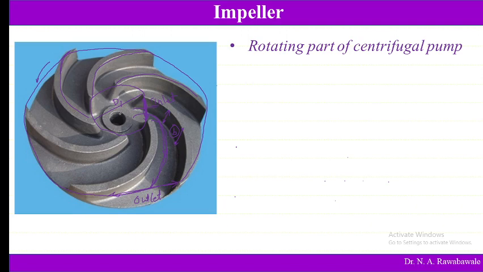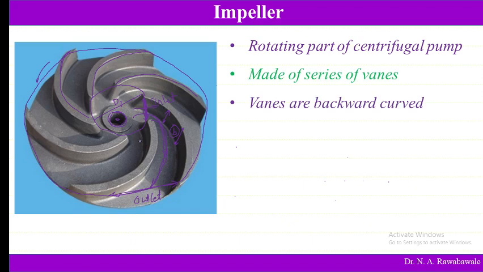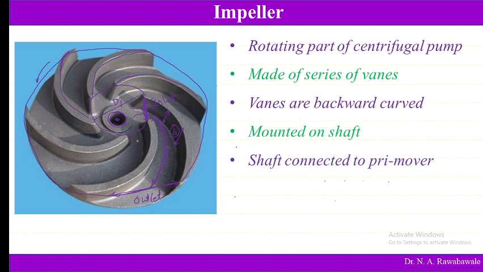This impeller is mounted over a shaft. In this hole, a shaft is placed, and that shaft makes this impeller rotate. That shaft is rotated with the help of an electrical motor or engine connected to it. Therefore the impeller starts to rotate along with the shaft inserted into this hole. It is made of a number of backward curved vanes and mounted on the shaft. The shaft is connected to the prime mover. The prime mover can be an electrical motor, engine or steam turbine, whatsoever it is.